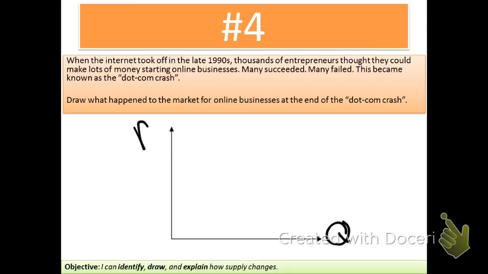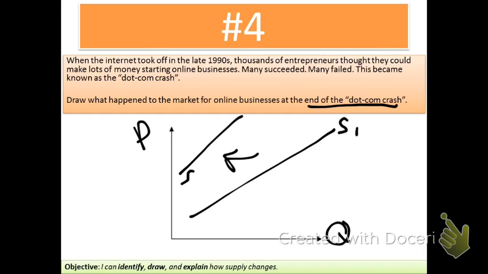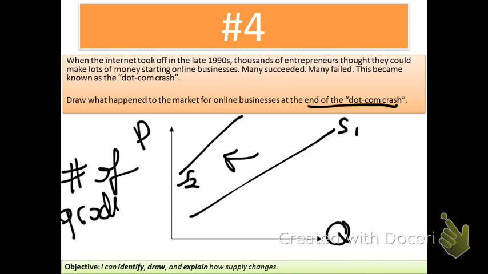Well, label. And since we're looking at the end of the dot-com crash, we're going to have fewer businesses online at that time. Therefore, it's a supply decrease, and the reason is because of our number of producers. We have fewer online businesses as a result of this dot-com crash. So that's number 4.